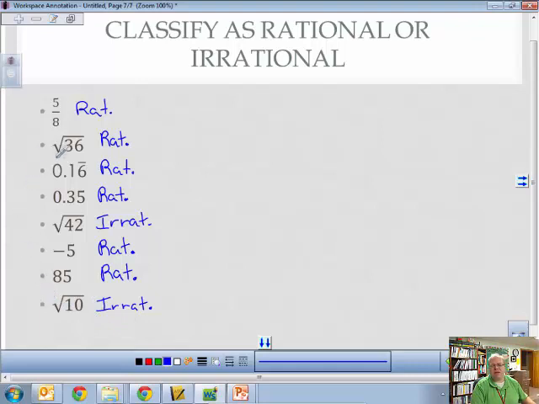So in this situation, a lot of the numbers look like they're going to be rational numbers, but I'm throwing some in there that are not rational. You need to understand what rational numbers are and what they aren't. All right? If you have any questions, make sure you bring them to class.